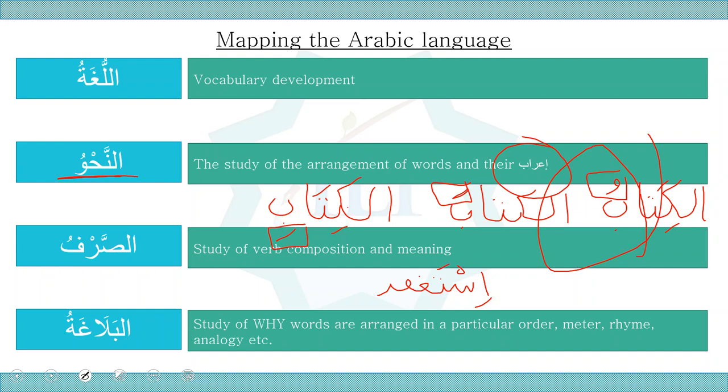Istagh, right? This is a ghain. Istagh with a sukun on the ra. Istaghfira. So istaghfira, the sarf explains this form of a word. First of all, we'll learn through sarf that this word istaghfira.